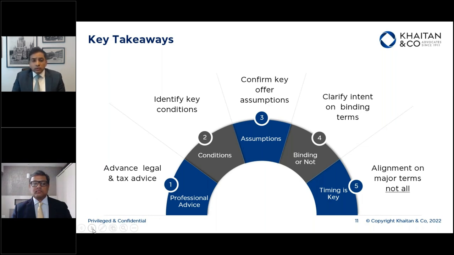The second and the third conditions, as we mentioned, identify some of the key conditions, but confirm the offer and confirm the key assumptions which are made for the offer. And this becomes very critical, as we mentioned earlier, to summarize whether the financials and the data which was shared at the time of forming the term sheet is true and correct. Also, if there is a valuation provided, this valuation assumes a certain number, and it can be a profit, it can be linked to EBITDA, it can be linked to certain qualifications, etc. But the intent of the parties to clearly set out the assumptions should be there.